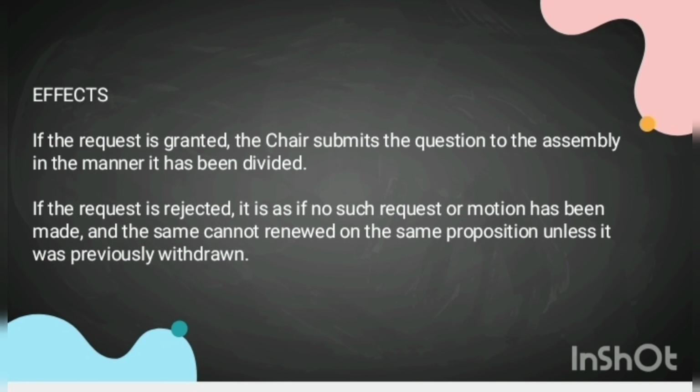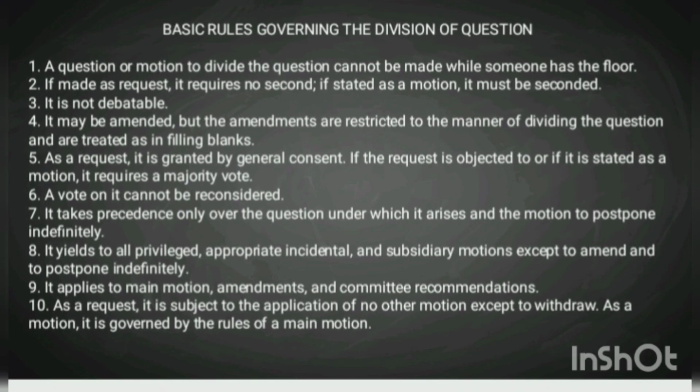First, if the request is granted or a motion to the effect is carried, the chair submits the question to the assembly in the manner it has been divided. Second, if the request or motion is rejected, it is as if no such request or motion had been made, and the same cannot be renewed on the same proposition unless it was previously withdrawn. Next, the basic rules governing the division of question.